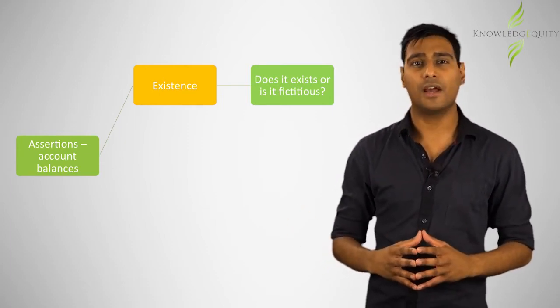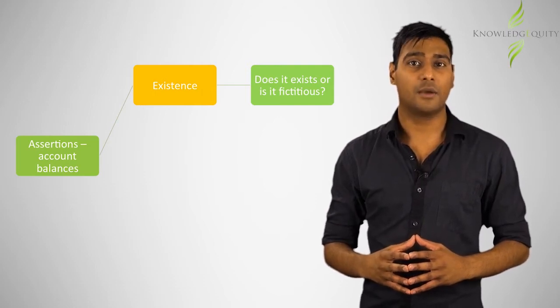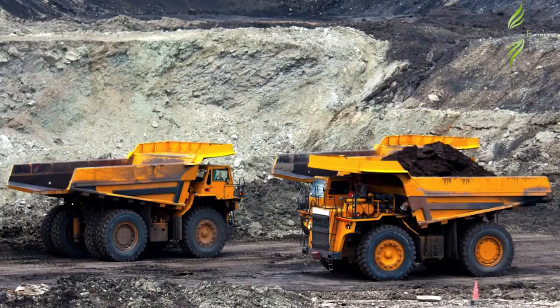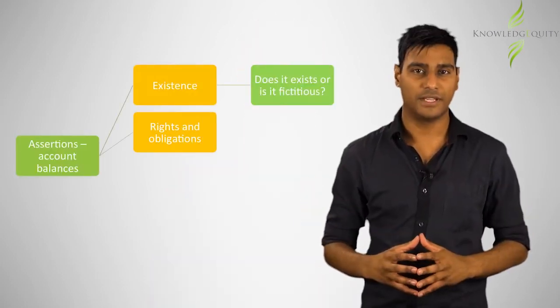For example, when I worked at KPMG in South Africa, I audited a coal mining company. There was fraud discovered and the risk that fictitious trucks were included in the entity's fixed asset register was assessed as high. In order to address this risk, up to 60% of all the mining trucks had to be physically verified. The next assertion is called rights and obligations.